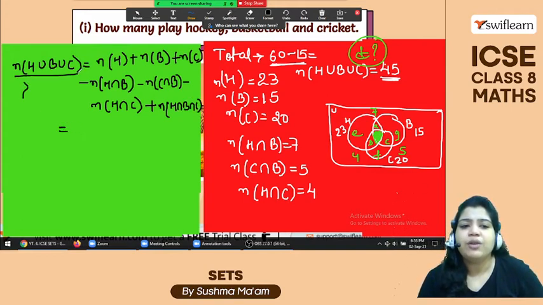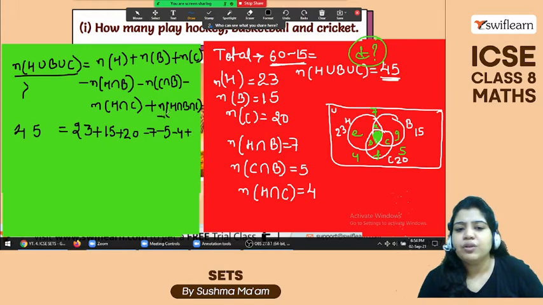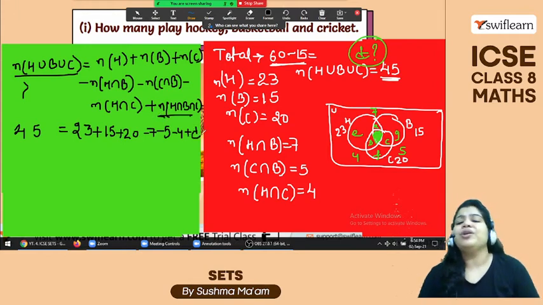So just place the values. We know this value is 45. H value is 23, B value is 15, C value is 20. 7 minus 5 minus 4, and this we don't know. This we can take as D, or you can take it as H intersection B intersection C.